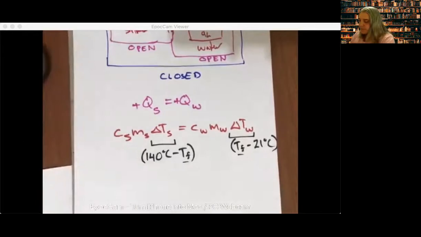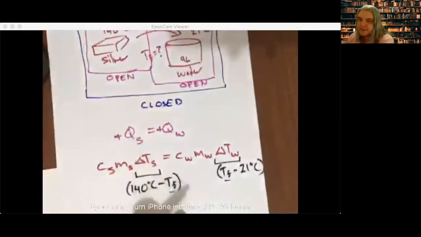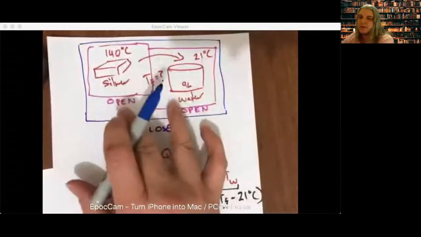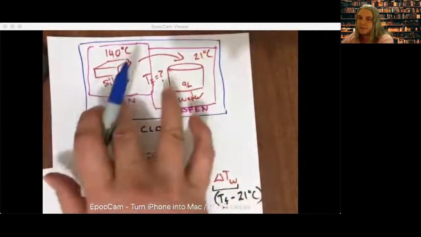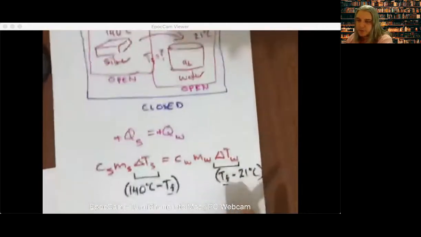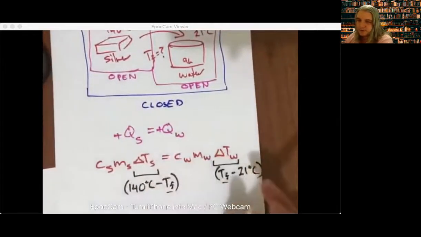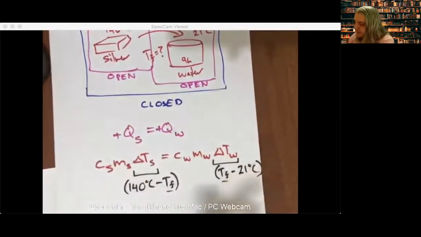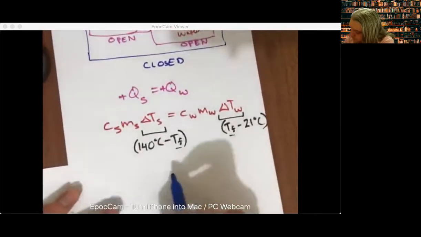So if we just do a bit of math on that, that's the physics done, right? The physics was understanding the system, thinking about what's happening with the energy conservation: energy going out of the silver goes into the water, and therefore we need to equate these two equations. That's the physics done. Now we're on to the maths.